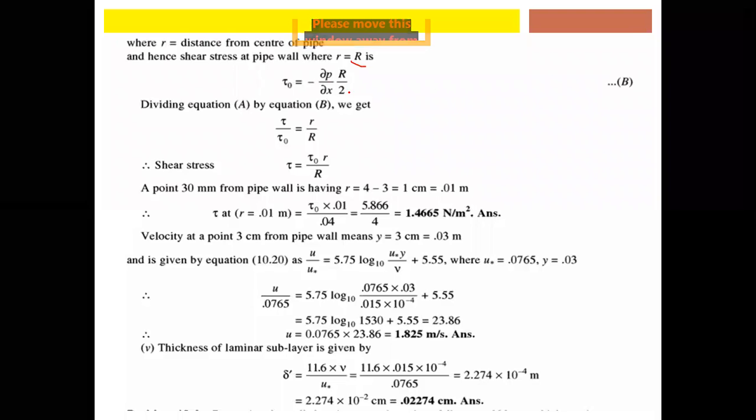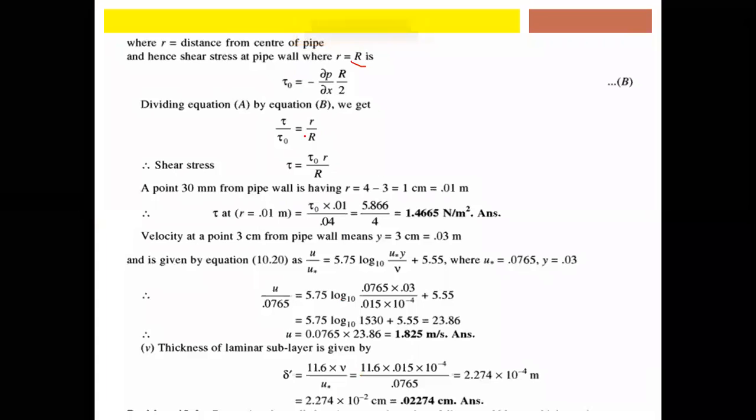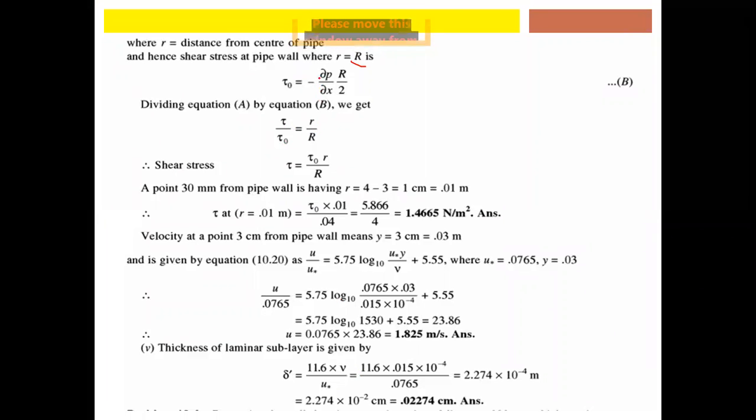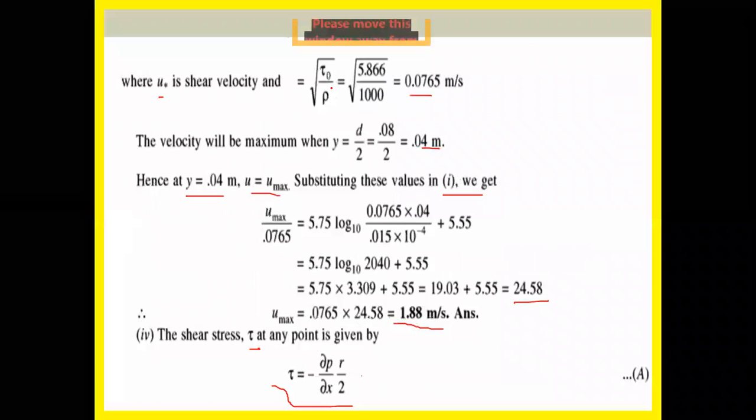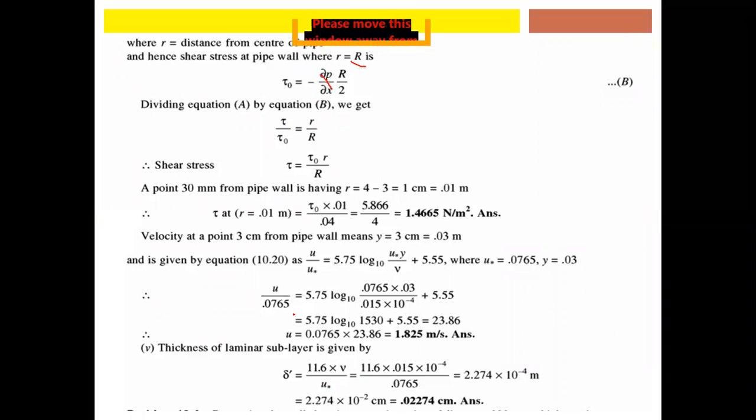Thereby dividing equation a by equation b, tau by tau naught is equal to, so this one will get cancelled. So you are getting tau by tau naught is equal to r by R. Now the shear stress tau is equal to tau naught into r divided by capital R.